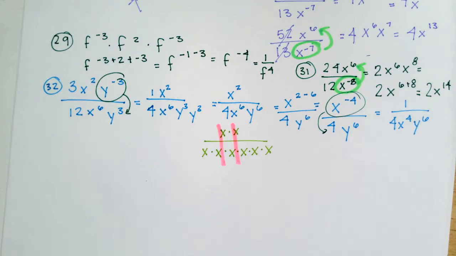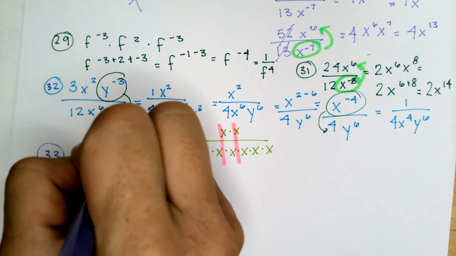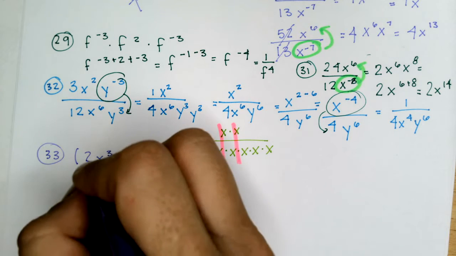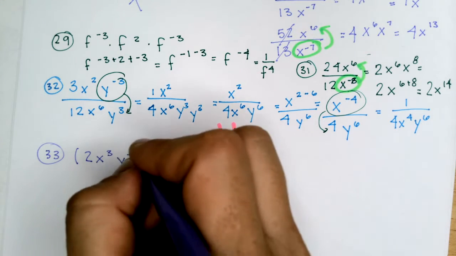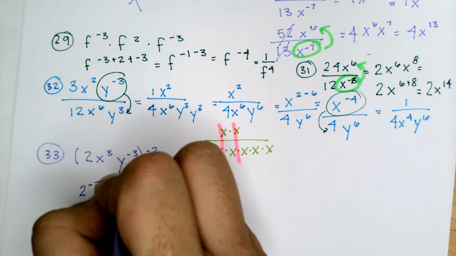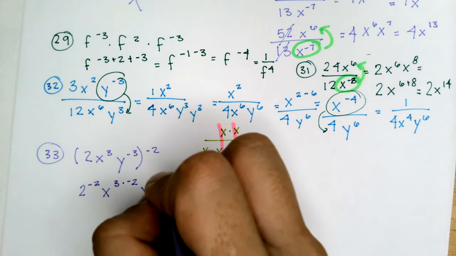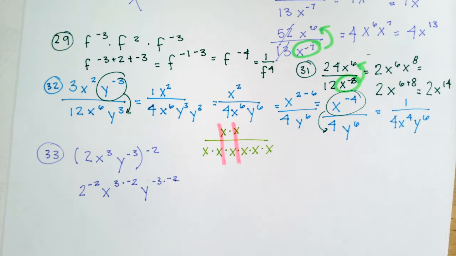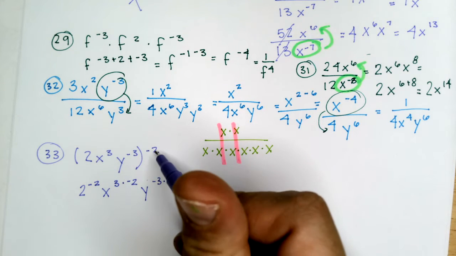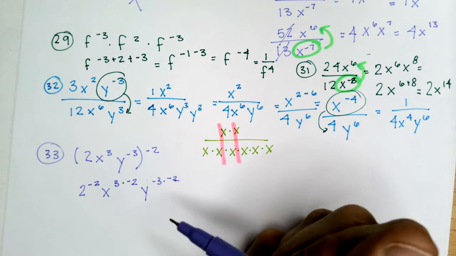33 says 2x to the 3rd, y to the negative 3rd, all to the negative 2 power. Okay. And then I'm just going to distribute that negative 2. So I have 2 to the power of negative 2, x to the 3 times negative 2, y to the negative 3 times negative 2. That's how I distribute it. So you can move this down to the bottom, right? But because it's a negative, you might not want to, because a negative times a negative will become a positive, so we didn't need to move that one.